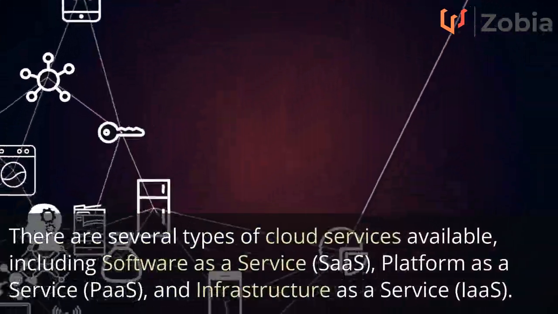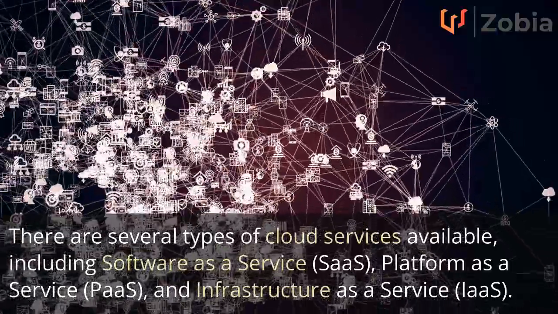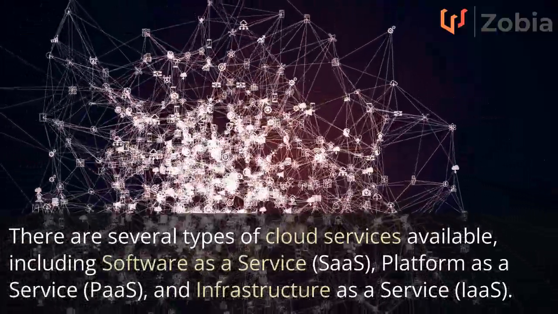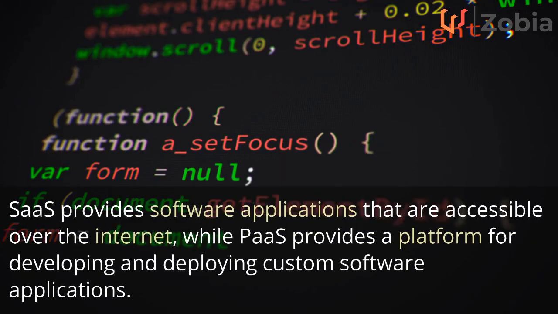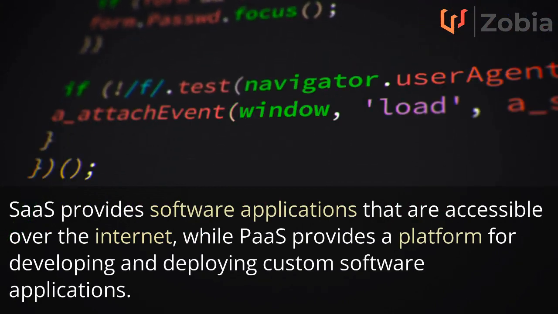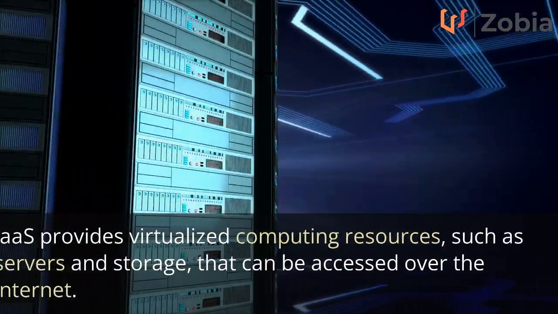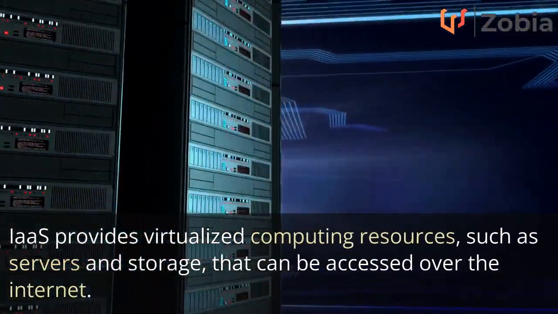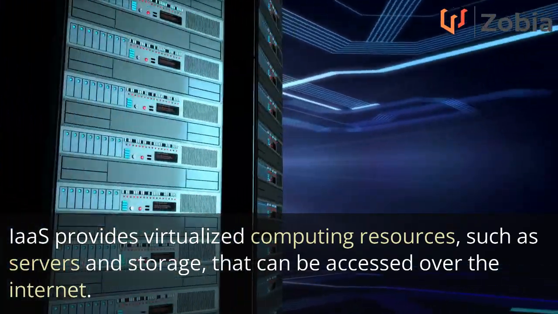There are several types of cloud services available, including software as a service, SaaS, platform as a service, PaaS, and infrastructure as a service, IaaS. SaaS provides software applications that are accessible over the internet, while PaaS provides a platform for developing and deploying custom software applications. IaaS provides virtualized computing resources, such as servers and storage, that can be accessed over the internet.